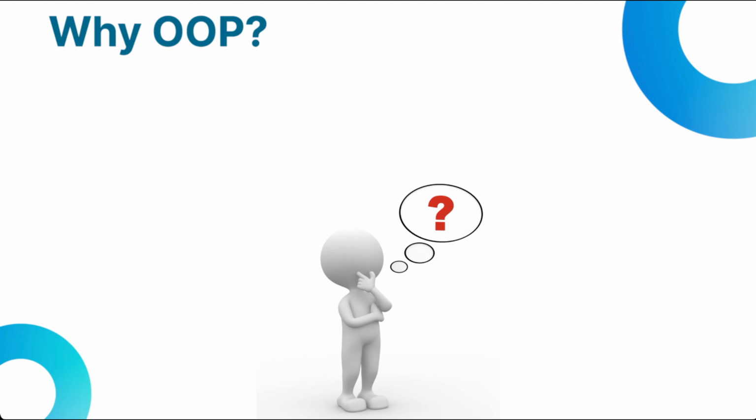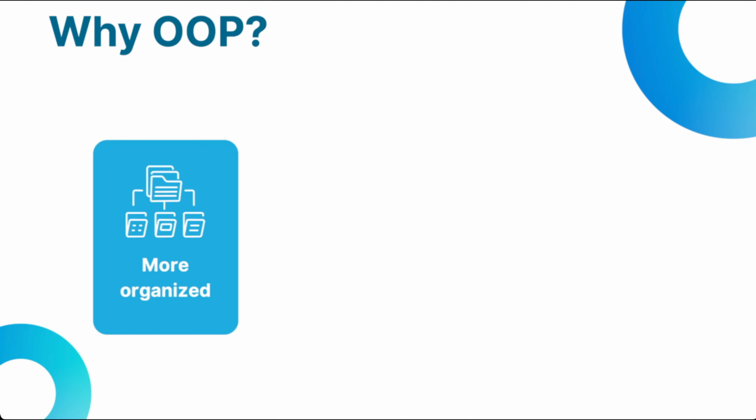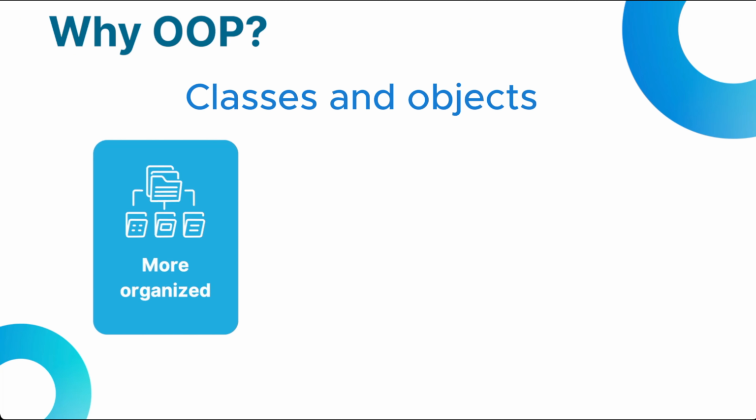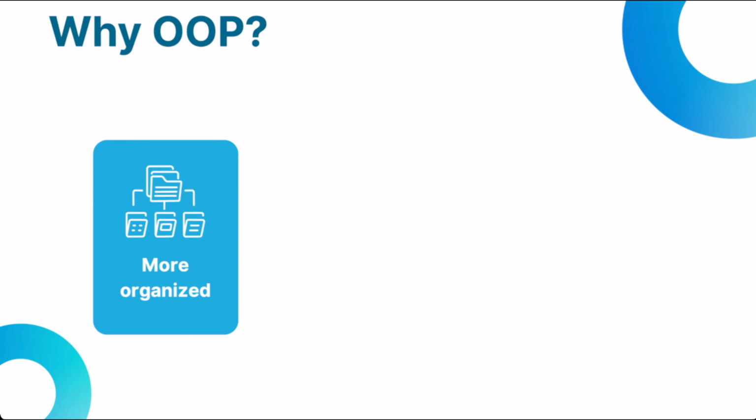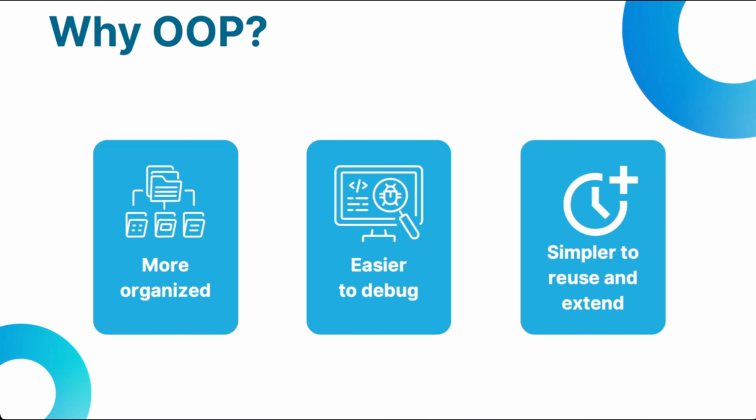Why should we use object-oriented programming, and why do developers love it? It's because it makes your code more organized or modular. That is, you can break your program into small independent pieces called classes or objects. This makes it easier to manage, easier to debug. That is, if something goes wrong, you know exactly where to look because every class is self-contained. You don't have to dig through hundreds of lines of tangled code. Simpler to use and extend.